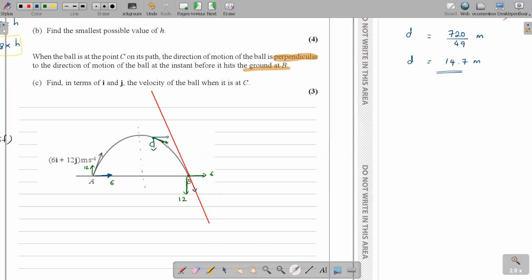So when I draw the tangent to the path, I think you can see this is the direction. Y'all can see, if I draw like this, does it create a perpendicular? When these two directions of motion at C and B intersect, you can see it doesn't create a perpendicular. So this is not the correct placement of C.